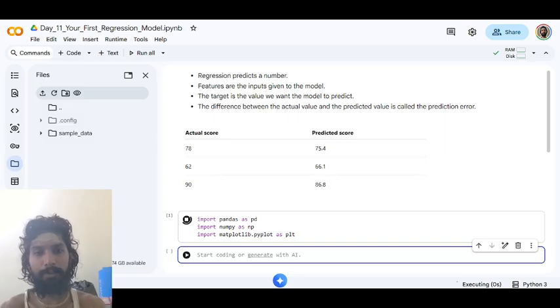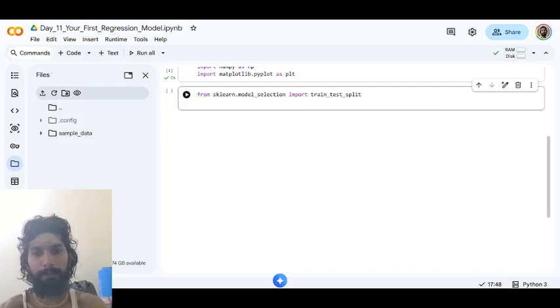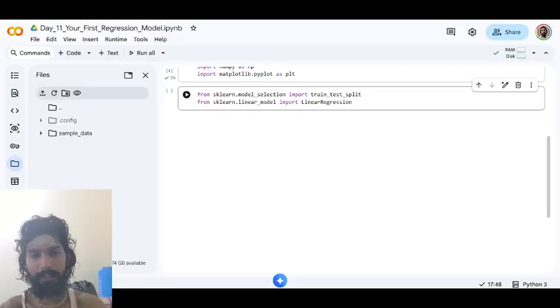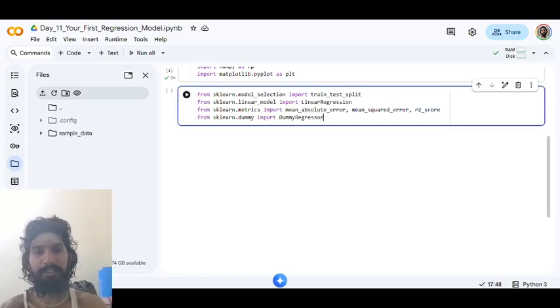Now import the machine learning tools. So let's import one by one. From sklearn.model_selection, we import train_test_split. From sklearn.linear_model, we import LinearRegression. From sklearn.metrics, we import mean_absolute_error, mean_squared_error, and r2_score. From sklearn.dummy, we import DummyRegressor.